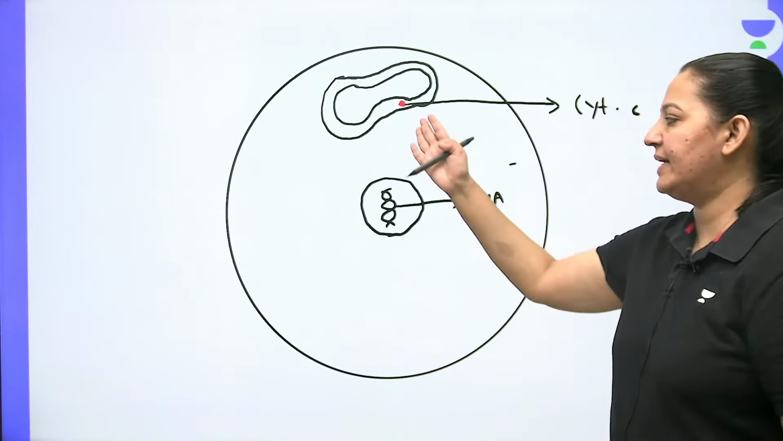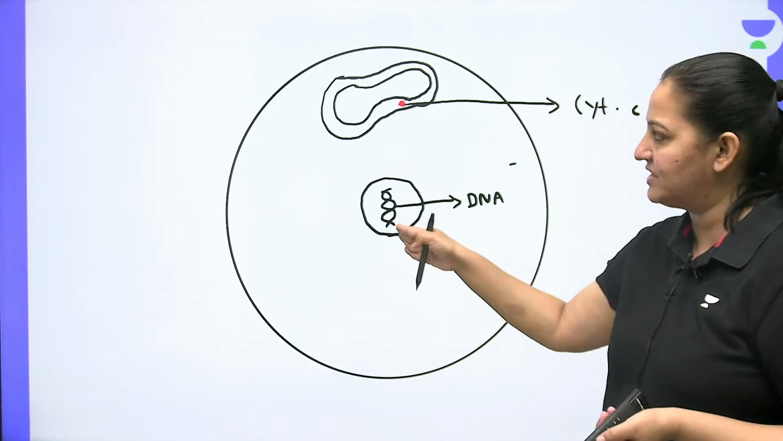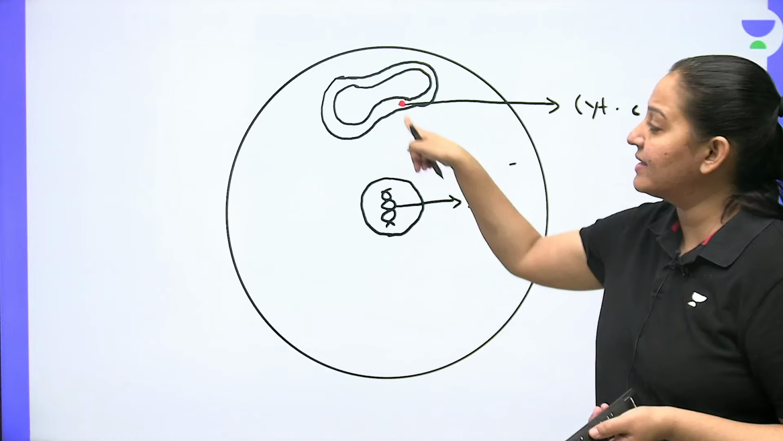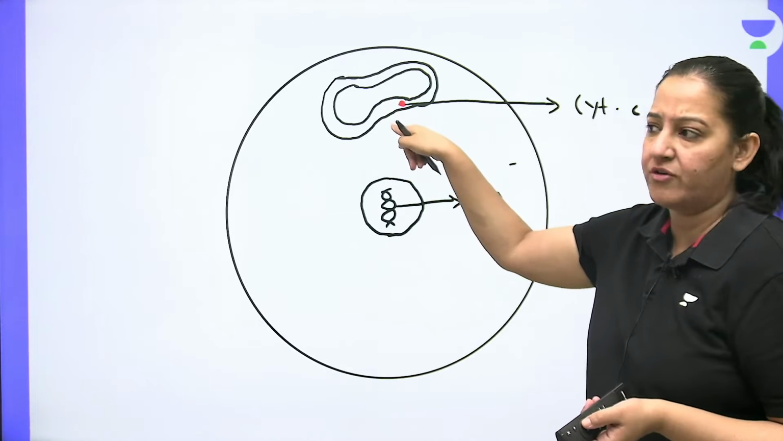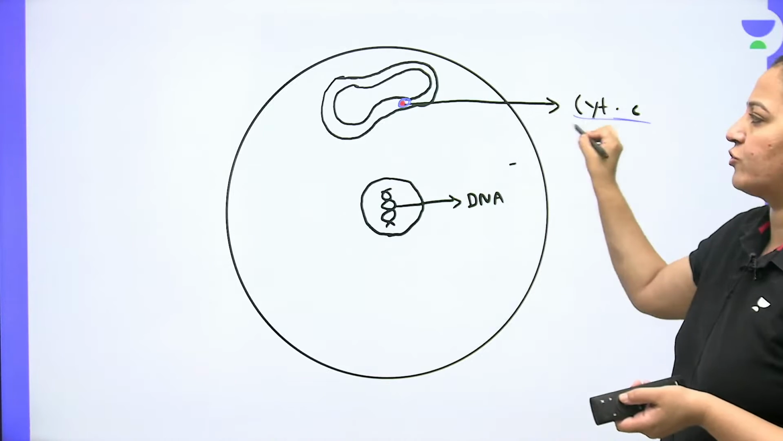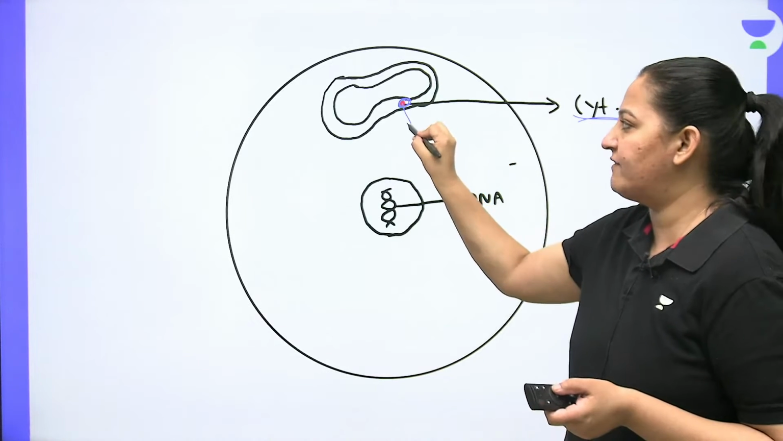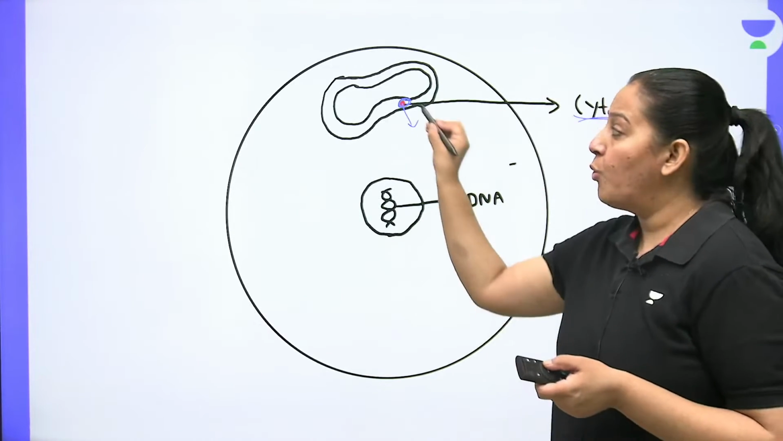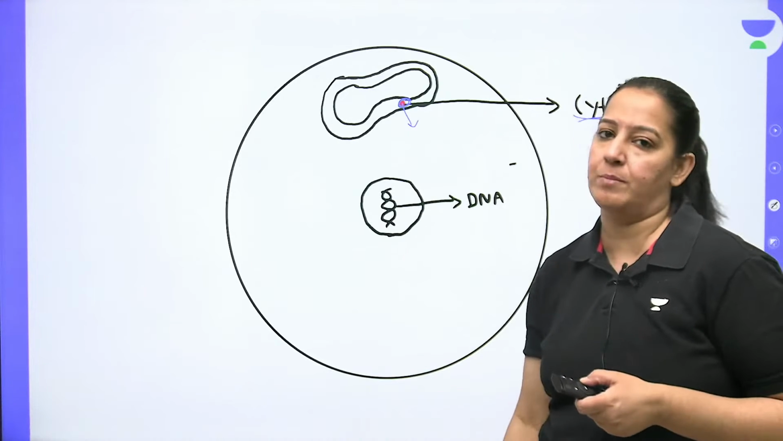Yes, you all can see a cell. You can see the nucleus, the DNA, and the mitochondria. You can see the two layers, the two membranes of the mitochondria. Between the two membranes of the mitochondria, there is a protein known as cytochrome C. It is always present here. It never comes out into the cytoplasm. Once this comes out into the cytoplasm, it will lead to apoptosis, right?